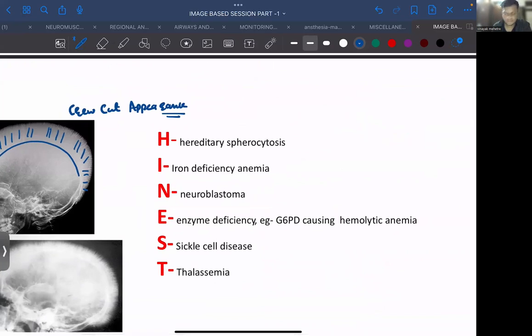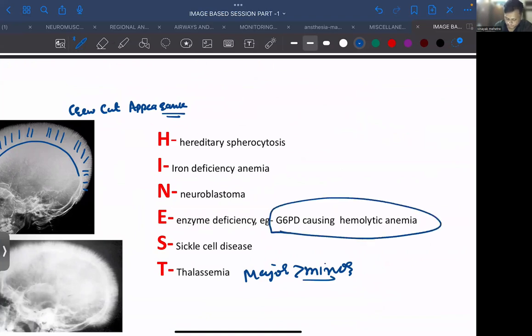In thalassemia, thalassemia major is followed by minor. And this was your last-to-last attempt question: G6PD deficiency causing hemolytic anemia, crew cut appearance. You have to remember it. It has been asked and will be asked.